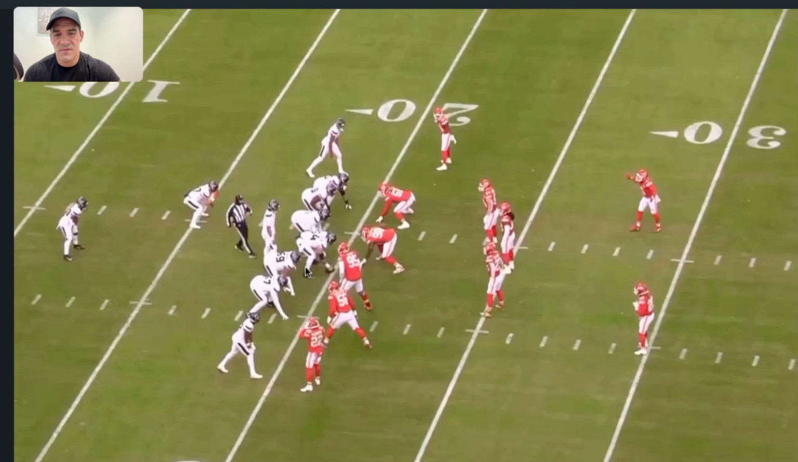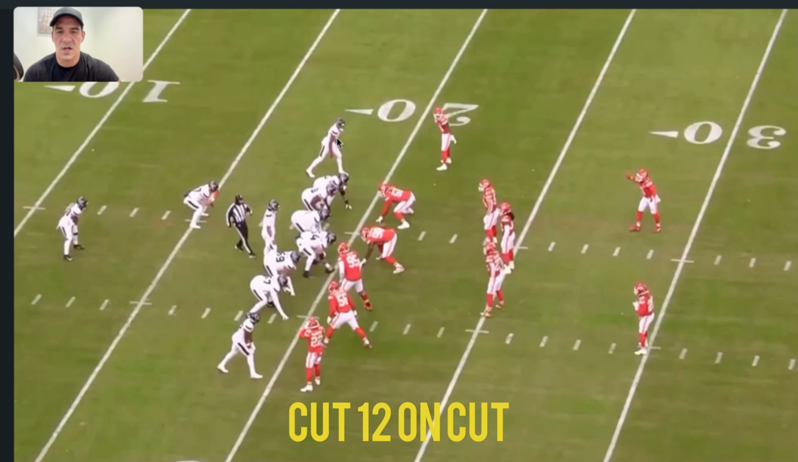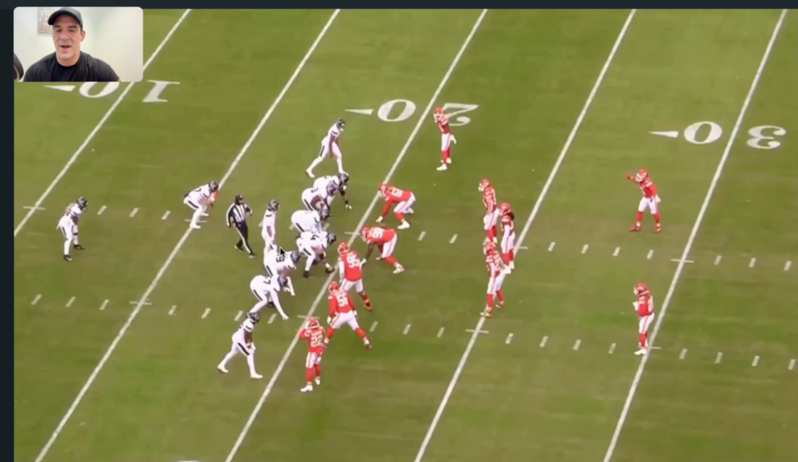So the formation from a defensive perspective is we have a cut split down here. We've got a tight end on the ball, and we've got a cut split up here. Okay, so we can call this cut 12 cut. Backfield set. We got a quarterback under center, so that needs no designation.